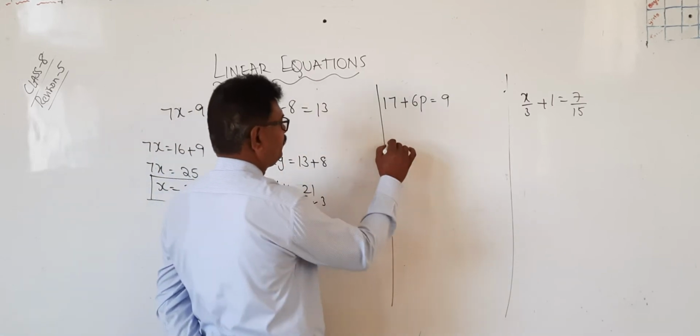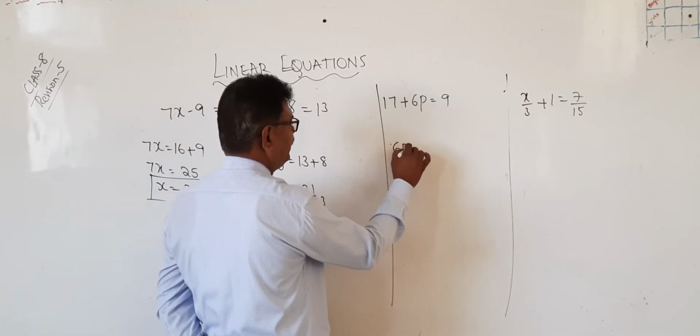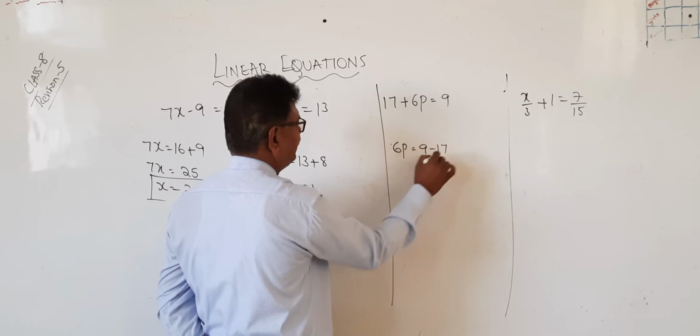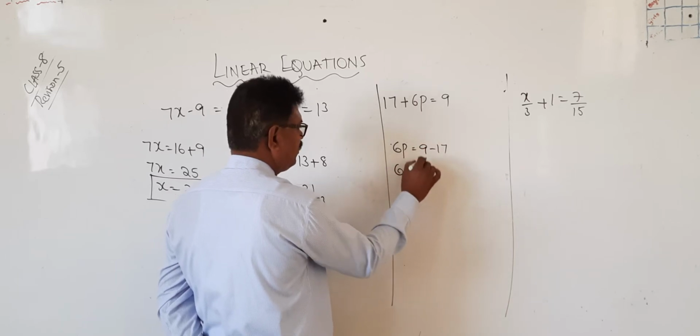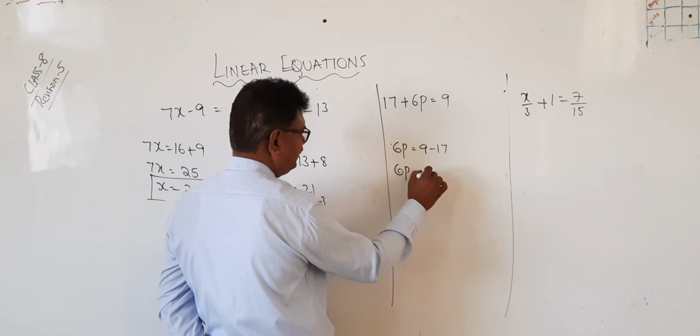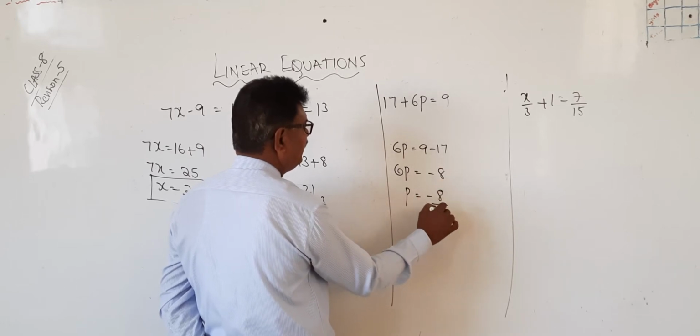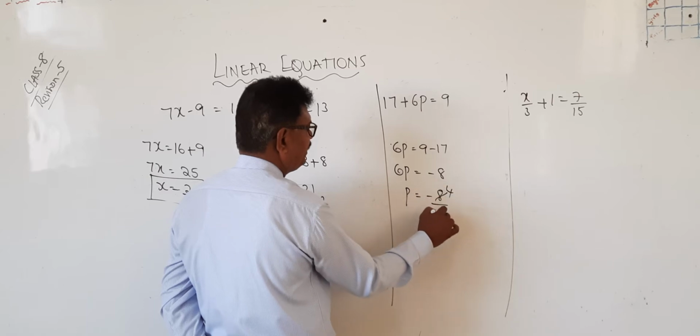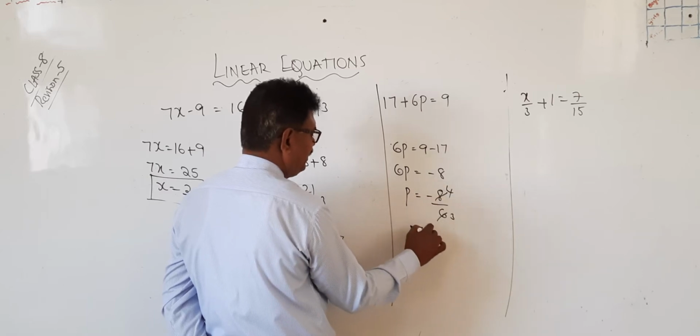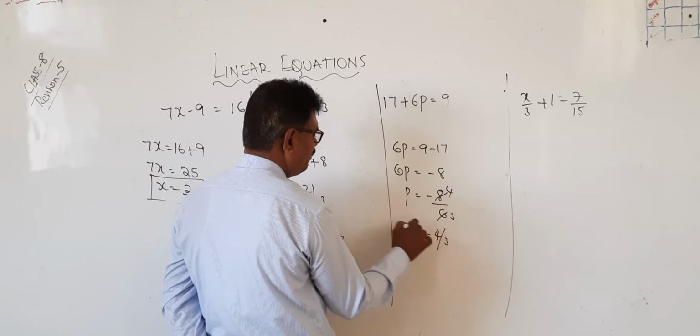Next, 6p is equal to 9 minus 17. 6p is equal to 9 minus 17, which is nothing but minus 8. Therefore p is equal to minus 8 by 6. 2 4s are 8, 2 3s are 6. Therefore p is equal to minus 4 by 3.